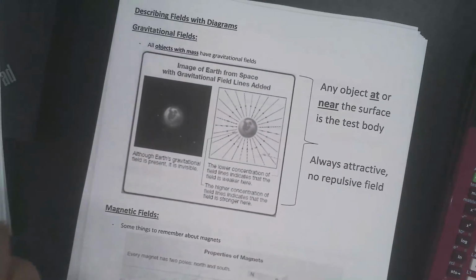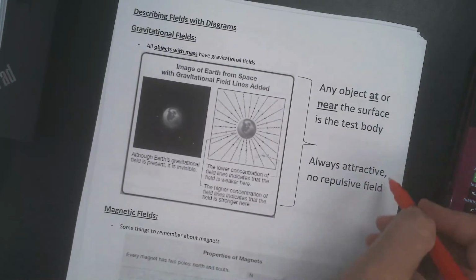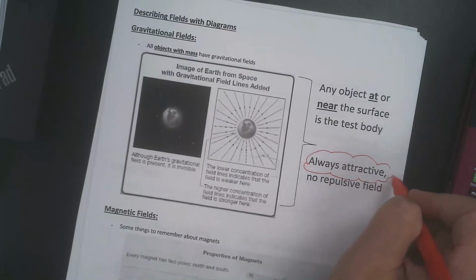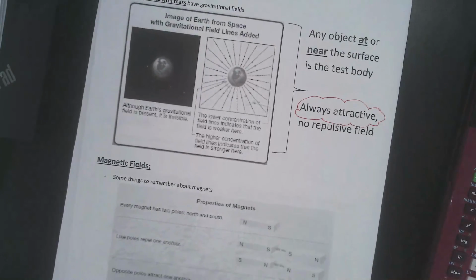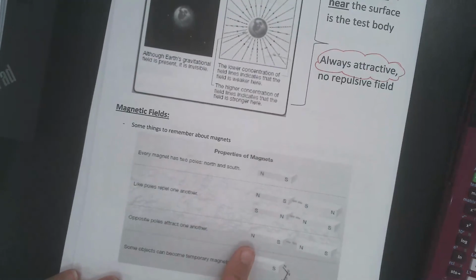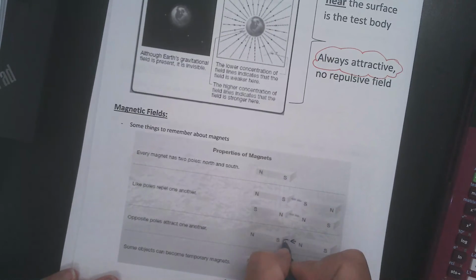All right. This is just describing fields with diagrams, and we've already done that, so this is going to be quick. Gravitational fields, all objects with a mass have gravitational fields. Any object at or near the surface is the test body, and it's always attractive. There are no repulsive fields when it comes to gravity. Okay, here's an example of the magnets, north and south. You can see here that it flows away from north right here. You can see that it flows from north and into south.